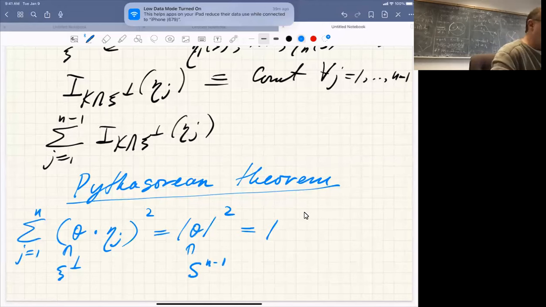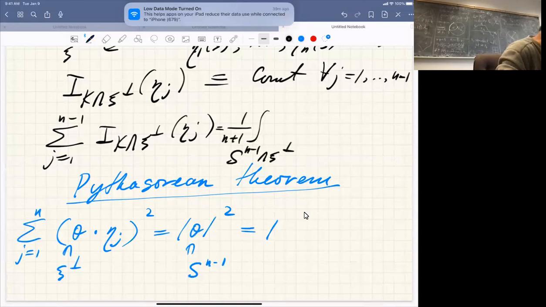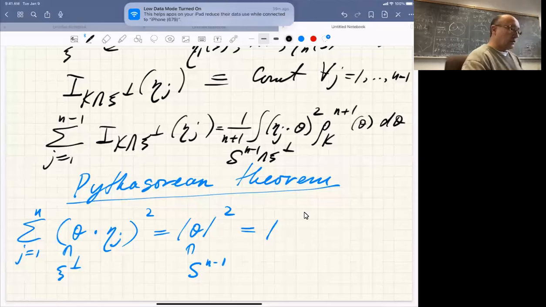Meaning that if I sum up my moments, I recall what it was. It was 1 over n plus 1, an integral over S^{n-1} intersect ψ⊥, where we had this (η_j · θ)^2, and here we had this radial function to the power n plus 1, ρ_K^{n+1}(θ) dθ. This is what we have.